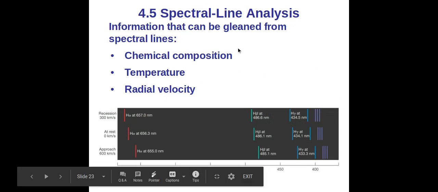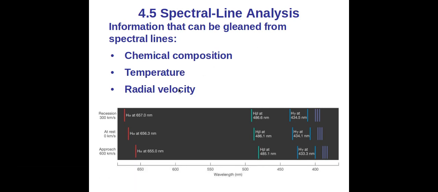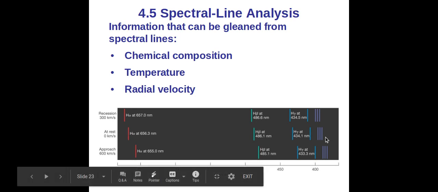This is what we're going to be getting into a little bit more, and this has to do with the redshift, like we dealt with last week. So the middle one here is at rest. So this is the hydrogen spectrum at rest. The top one is recession. So that means it's going away at 300 kilometers per second. And if you notice, all the spectral lines are shifted towards the red end. Whereas the bottom one is approaching at 600 kilometers per second, and all the lines there are shifted towards the blue end of the spectrum, twice as much as this is shifted that way.